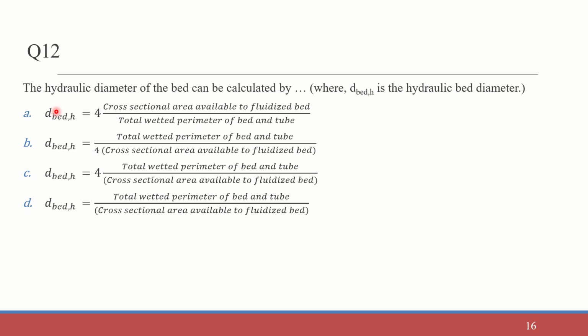D bed, that is the hydraulic diameter of bed, is equal to 4 into cross-sectional area available to fluidized bed divided by total wetted perimeter of bed and tube. So option A is the right answer.